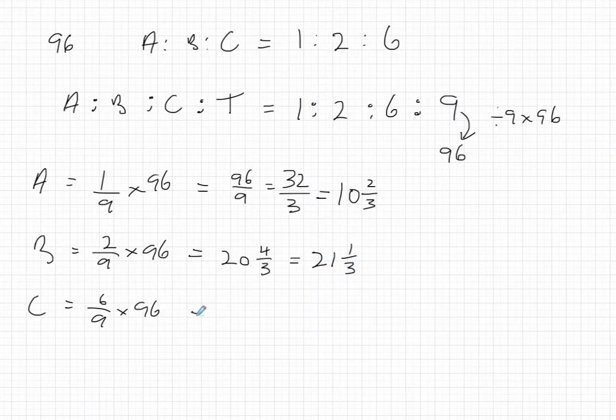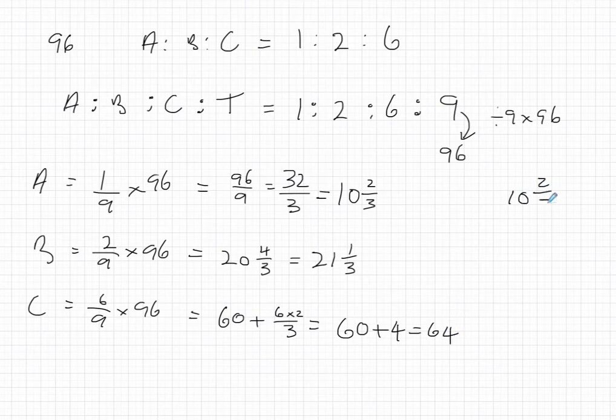And the last one is in fact 6 times as much as this. So 6 times 10 would make 60, plus 6 times 2/3. The 3 will cancel and 6 makes 2. 2 2s are 4. So it's 64. So the answer is 10 and 2/3, 21 and 1/3, and 64.